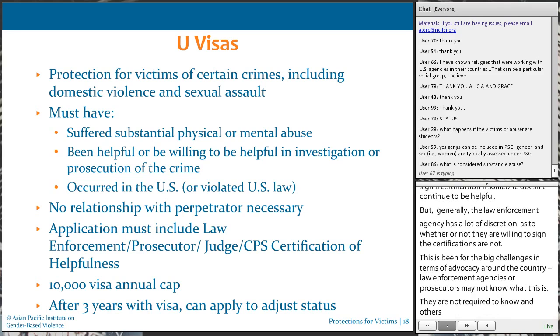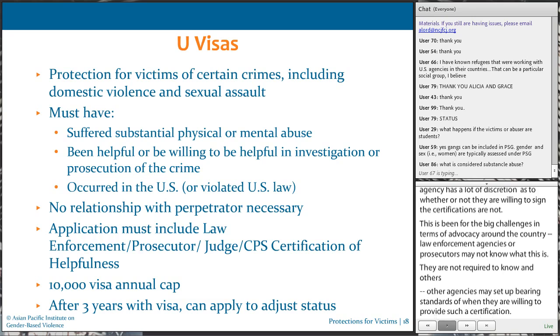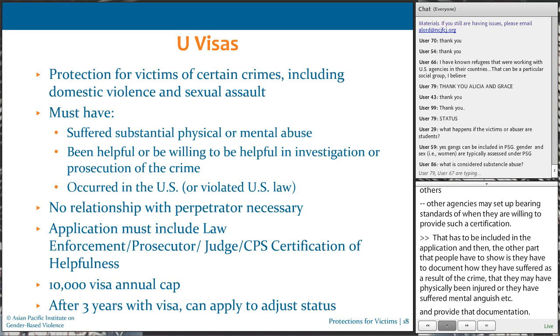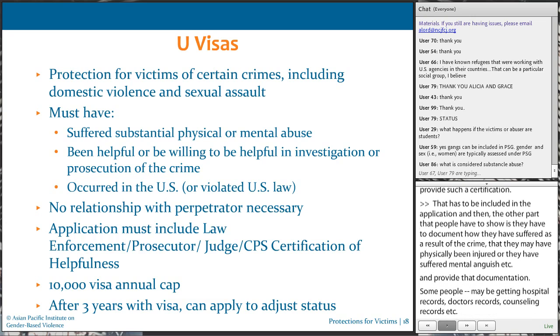And then the other parts that people have to show is they have to document how they've suffered as a result of the crime, that they may have physically been injured or they've suffered mental anguish, et cetera, and provide that documentation. So some people may be getting hospital records, doctor's records, counseling records, et cetera, or submitting a declaration explaining how they've been harmed. And so, there's those pieces that they have to do.